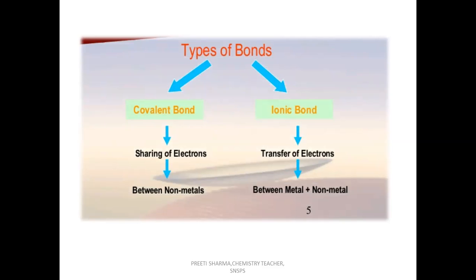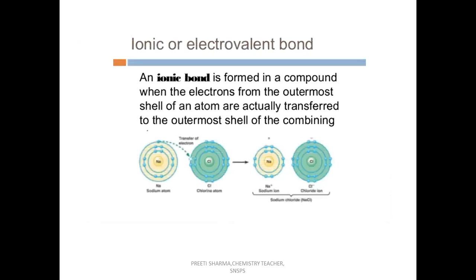One is the ionic bond. You know that an ionic bond is formed by the complete transfer of electrons between metals and non-metals. And a covalent bond is formed by the sharing of electrons between two non-metals. This is one example of an ionic or electrovalent bond. An ionic bond is formed in a compound when the electrons from the outermost shell of an atom are transferred to the outermost shell of the combining element. Here I have given one example, sodium chloride, and you know it very well.